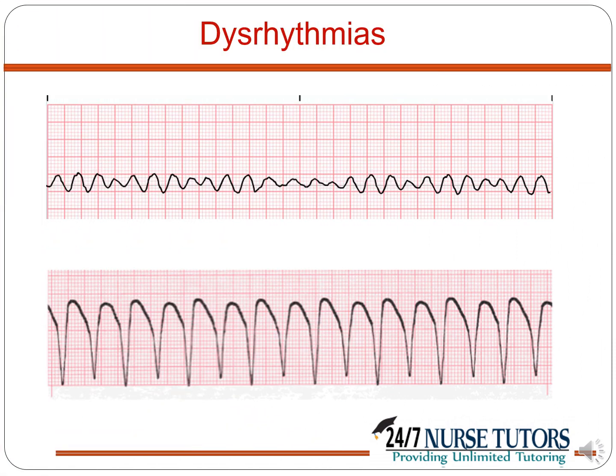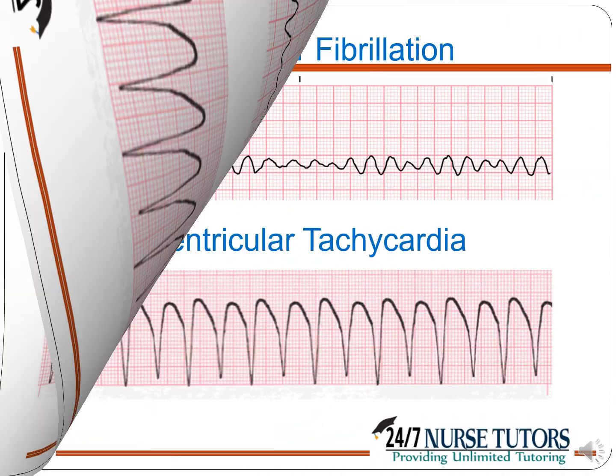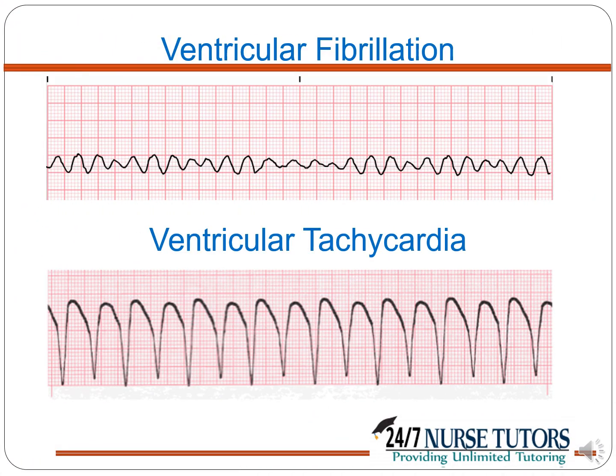Okay, can you tell me what these two rhythms are? What you see on your screen are ventricular fibrillation and ventricular tachycardia. Let's discuss them further. If you said the top is ventricular fibrillation, you're right. The bottom strip is ventricular tachycardia. In ventricular fibrillation, there's an undulating waveform. There are no P waves, no QRS, and you're in an emergency situation.